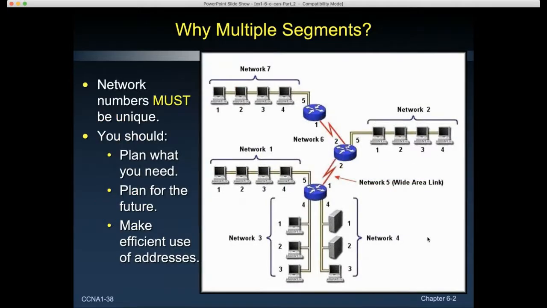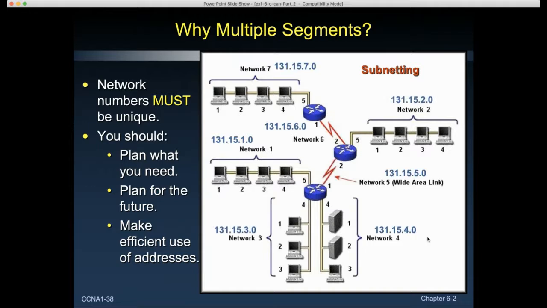So telephone numbers, network numbers must be unique. The telephone numbers must be unique too. So plan for your needs now and for the future, and try to use the network numbers efficiently, and plan for future growth and expansion that may occur in the future when you add stuff up.